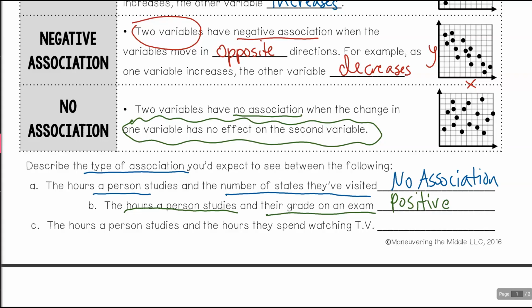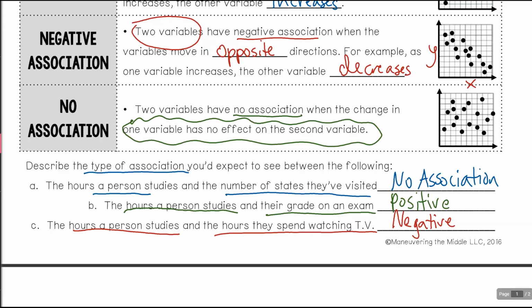I know there's times where it's different, right? You could study a whole bunch and still not do very well, or maybe study very little and still do very well. But in general, if a person studies more, the better their grade is probably going to be on some sort of assessment or exam. So that means the last one here, the hours a person studies and the hours they spend watching TV, is your negative example. And this could go either way. If I spend more time studying, that's less time watching TV. So one's going up, the other one's going down.